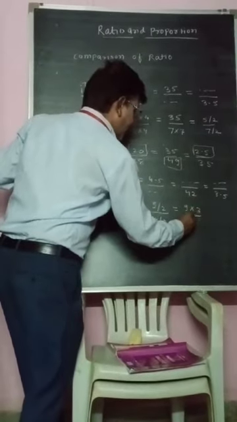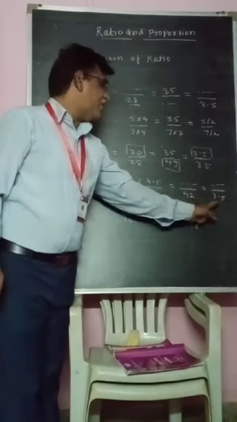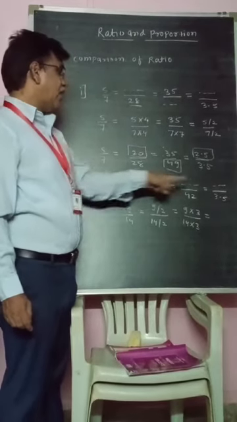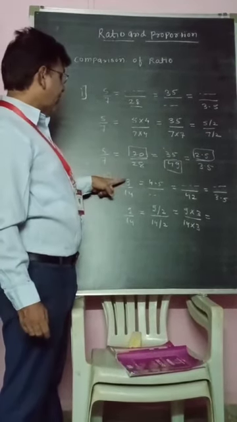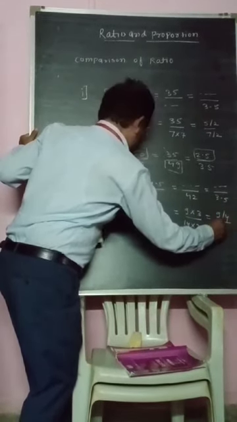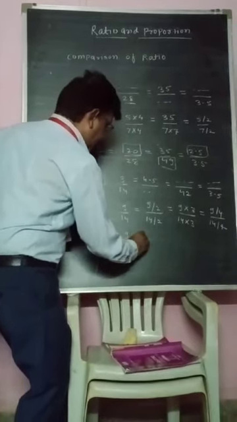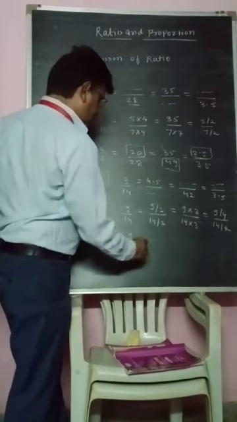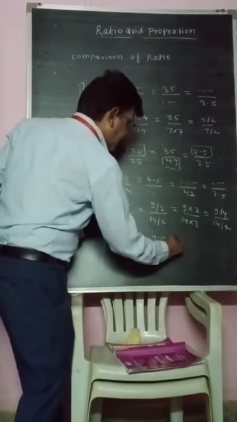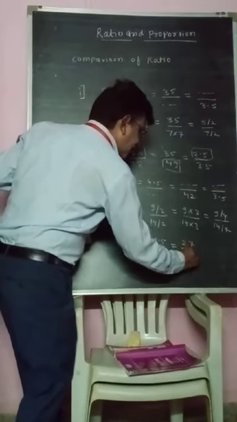9 into 3 upon 14 into 3 is equal to, now see 3.5 means you have to divide the denominator 14 by 4, then you get 3.5. So you have to divide the numerator also by 4. So 9 by 4 upon 14 by 4. So you get 9 by 14 is equal to 9 by 2 means 4.5, 14 by 2 means 7, is equal to 9 3s are 27 and 14 3s are 42.